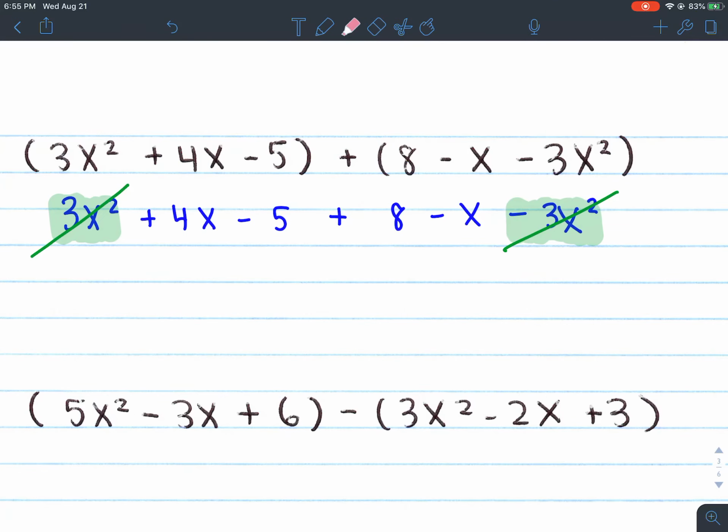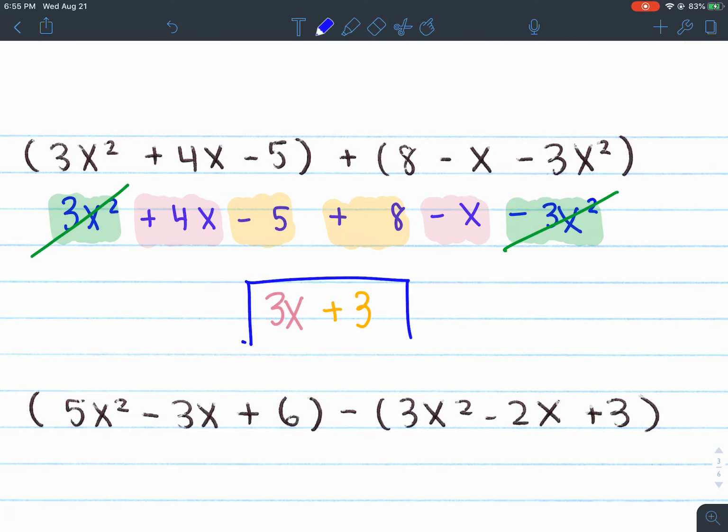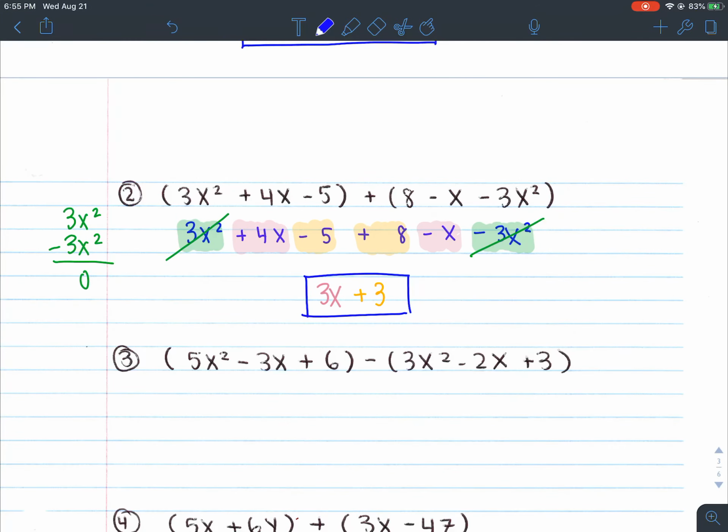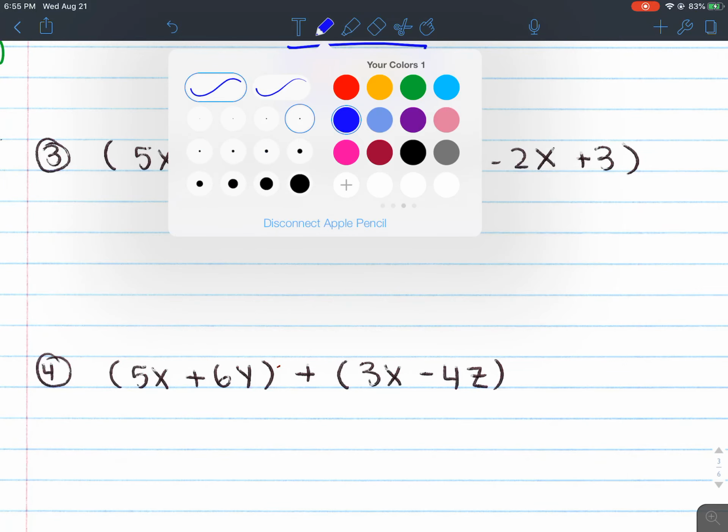So let's look. Do we have any other like terms we can combine? Well, I have positive 4x minus x here, and that's going to give me 3x. And then I have negative 5 plus 8, which gives me positive 3. Those are not like terms, so I know that is completely simplified. All right, moving on to number 3.